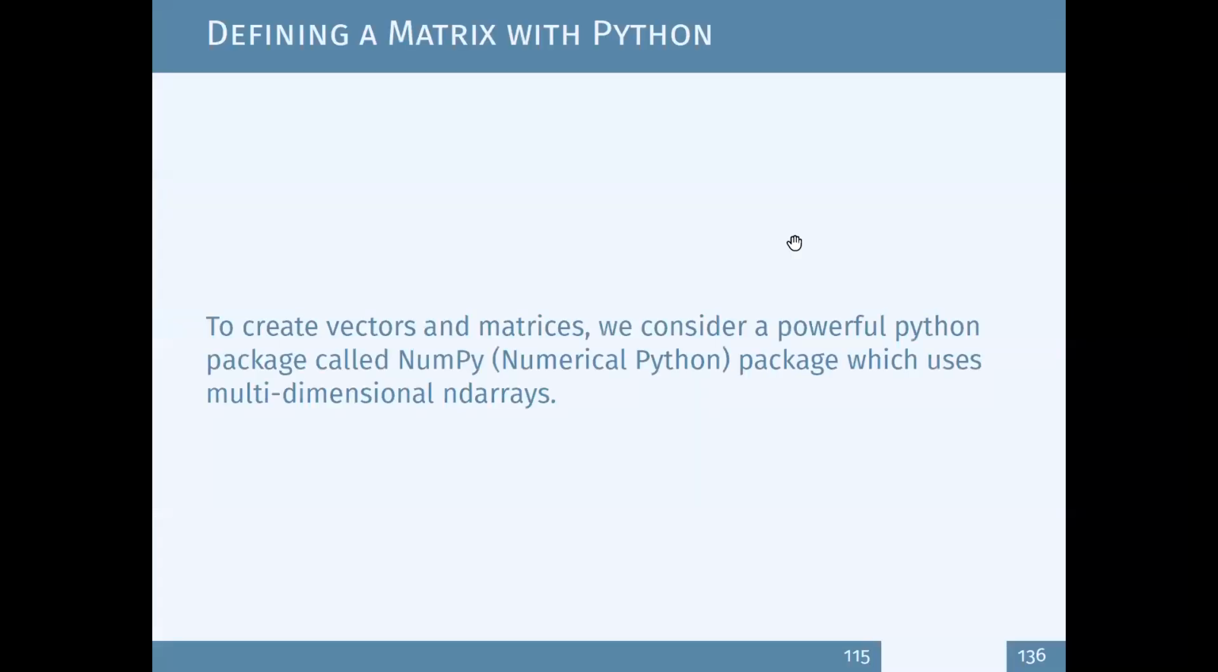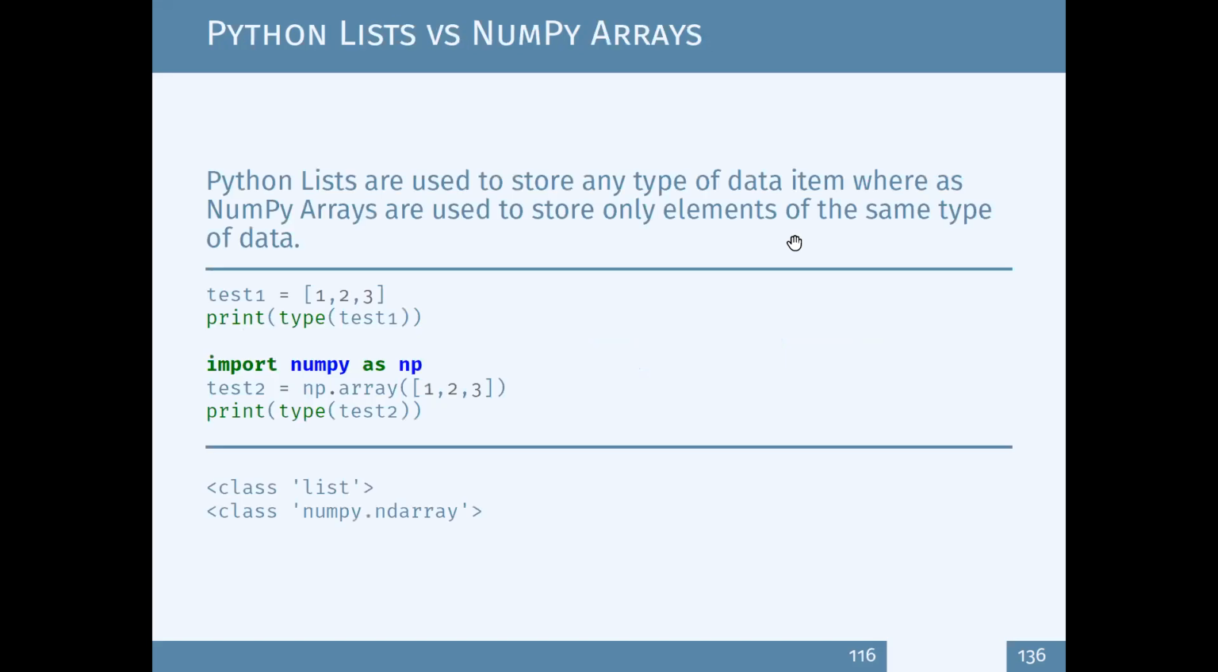As we can see, we can define matrices and vectors, and we can use NumPy, which stands for Numerical Python package. Now, the very first thing is, what is the difference between Numerical Python as well as lists? Because they are also data structures, and let's try to understand the difference.